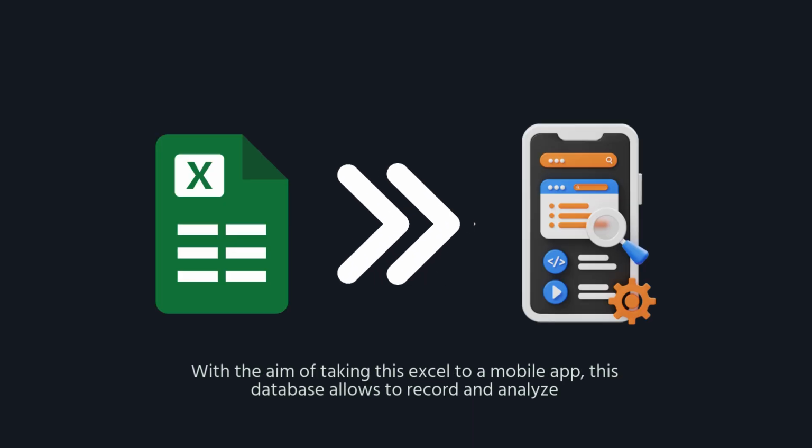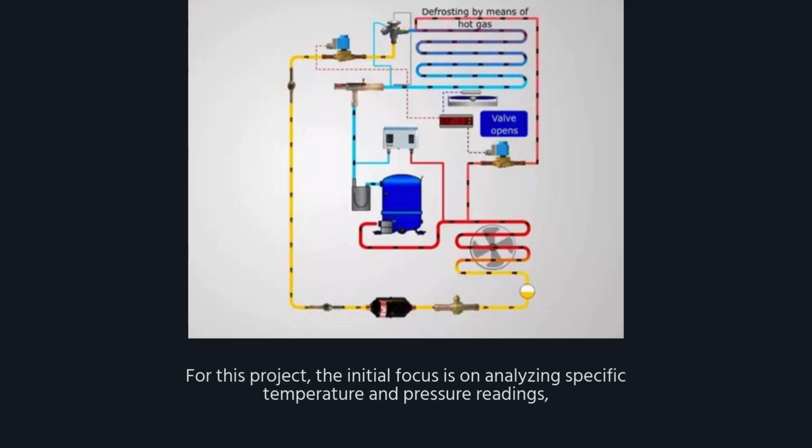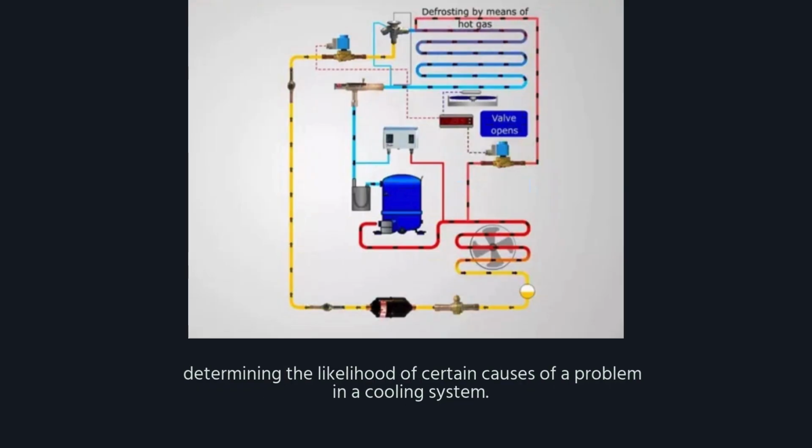With the aim of taking this Excel to a mobile app, this database allows recording and analyzing key data to diagnose the status of a refrigeration system. For this project, the initial focus is on analyzing specific temperature and pressure readings, determining the likelihood of certain causes of a problem in a cooling system.